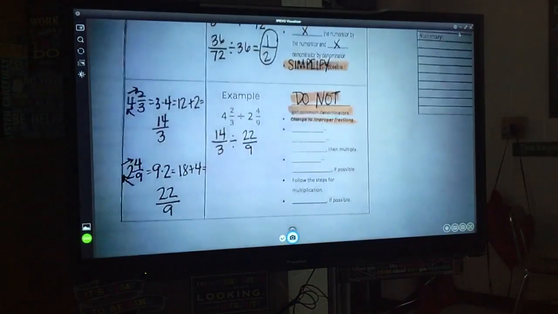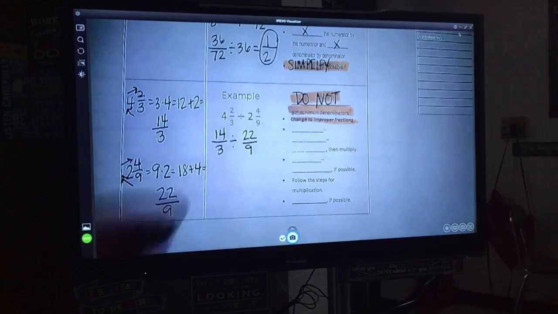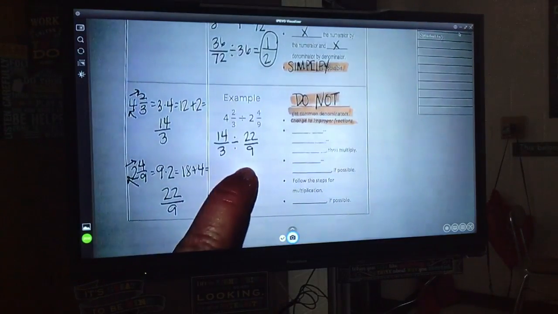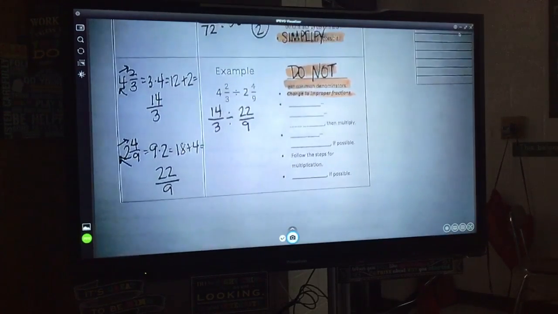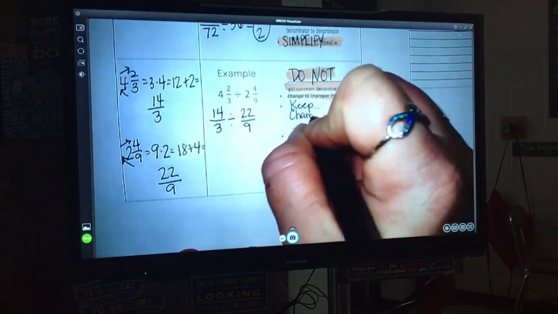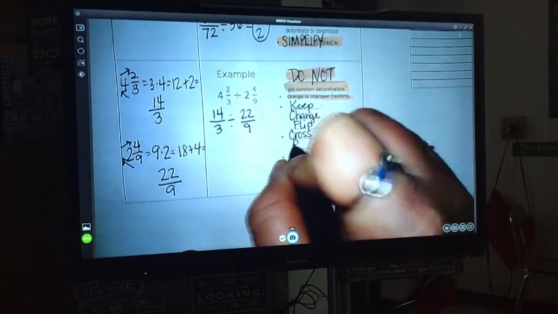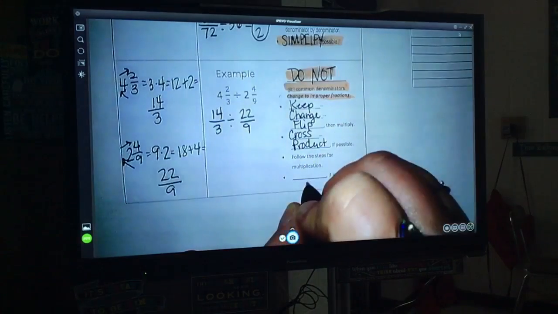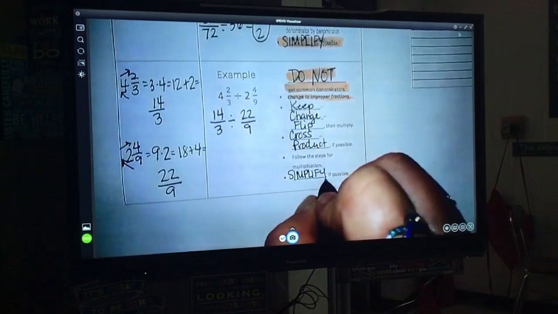Alright. So this is where it gets hard because there are a lot of steps when it comes to dividing fractions, especially mixed numbers. Because you have to do all this before you even get started. So that's why it's a little bit more difficult than just essentially multiplying. Alright, then we do our keep, change, flip, cross product if possible, follow the steps for multiplication, and then simplify if possible.